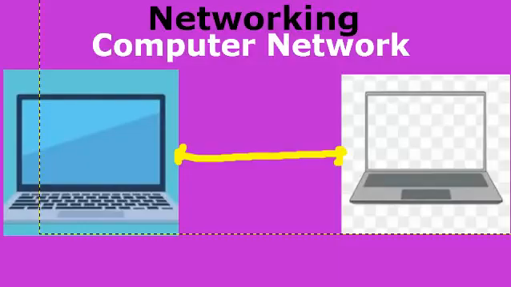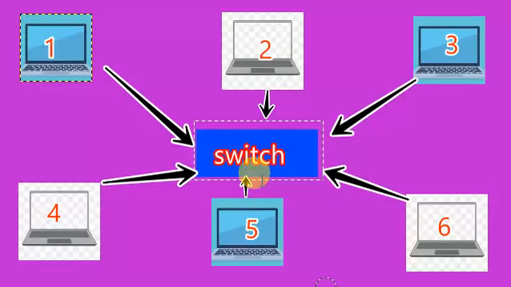What if we have more than two computers? Let's move on to that now. Here is another intelligent device called a switch. A switch allows devices on the network, for example, like the computers on the network, to communicate with each other.